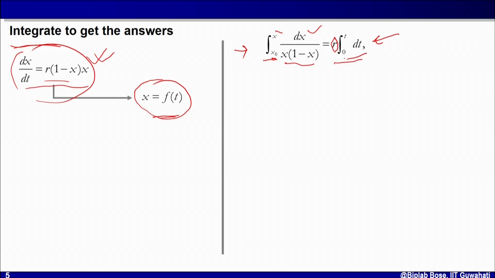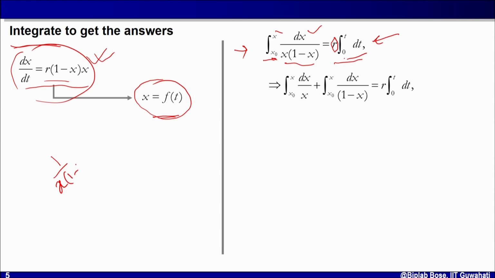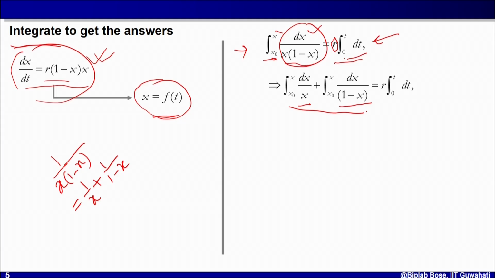This type of integration is very simple. I can do some algebraic rearrangement. Remember, 1 by x into (1 minus x) is nothing but 1 by x plus 1 by (1 minus x). So I have separated this into two terms, dx by x plus dx by (1 minus x). Both these terms have to be integrated from x naught to x. And on the right hand side, you have r into the integration of dt from 0 to t.